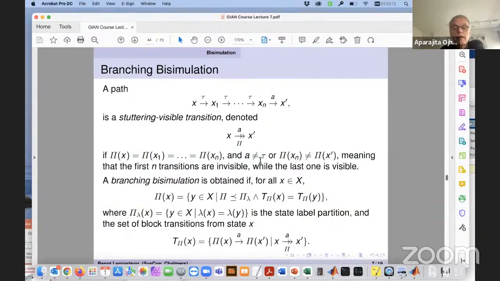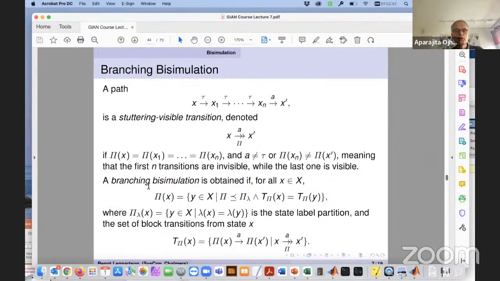And if A is not equal to tau, or if x_n and x prime do not belong to the same state partitioning, then this is something that cannot be joined. It's what we then call a visible state. So it means that the first n transitions are invisible, while the last one is visible, either because it's a visible event or because you move from one block to another block, state block.